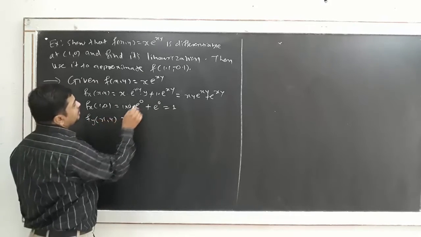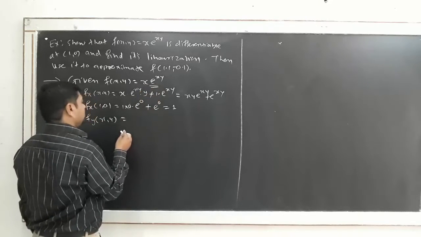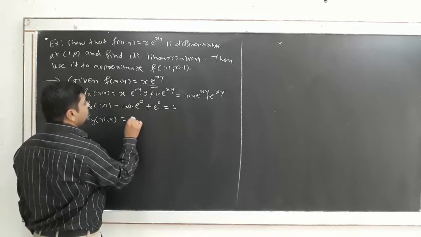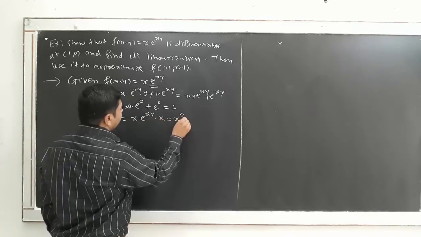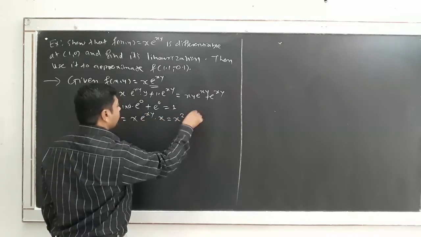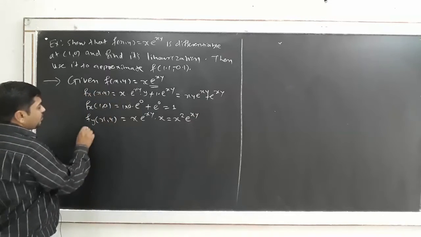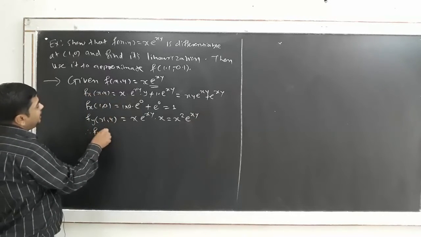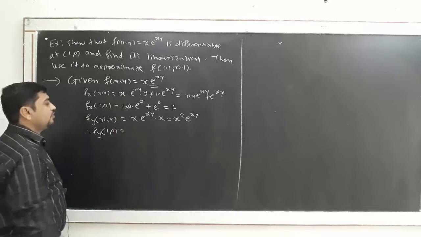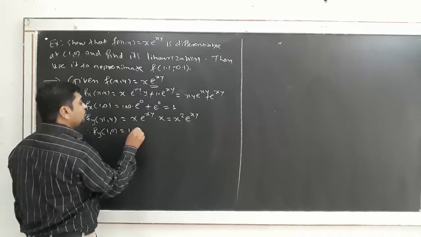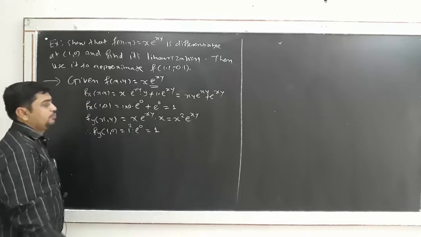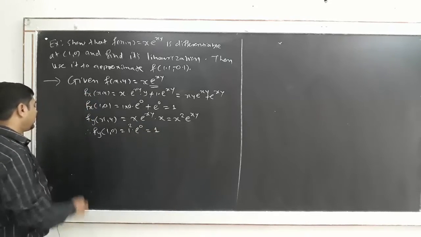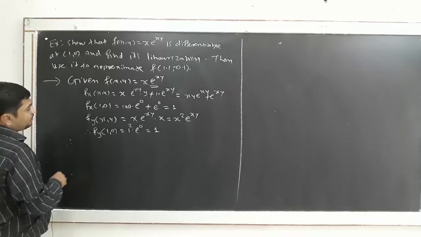Here x is constant, so what is the derivative of e raised to xy? It is e raised to xy into x. This is x square e raised to xy. And now what we have to find? Fy at 1, 0, it is equal to 1 square into e raised to 0, it should be 1. Therefore, what we can say?